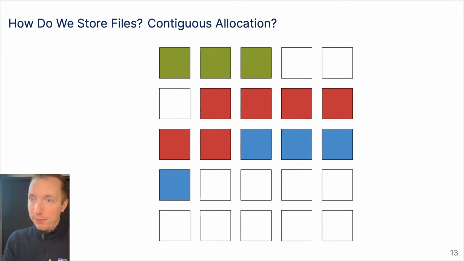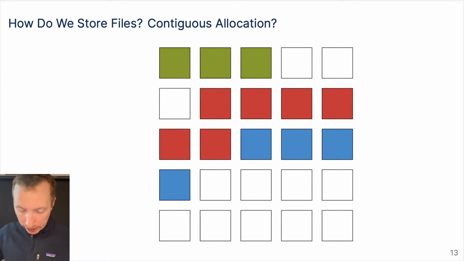So one thing we could do is something called contiguous allocation, which might be the first thing everyone thinks of. So say in this example, we have a green file, a red file, and a blue file. To keep track of where the files are, for the green file you could just say, hey, it starts at block 0 and it's three blocks long. We'll just call these big chunks of information blocks. Then for the red one, it starts at block 7, and it is 6 blocks long. And same deal for the blue one.